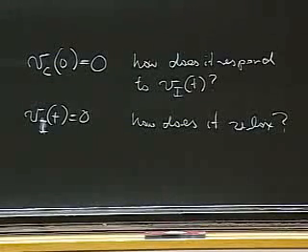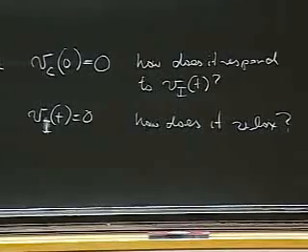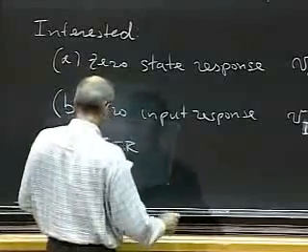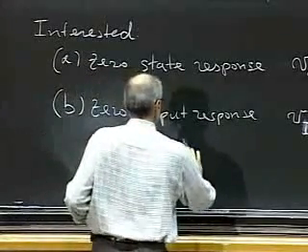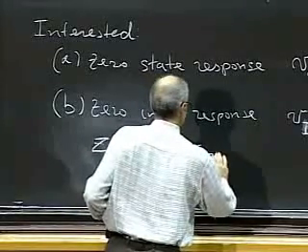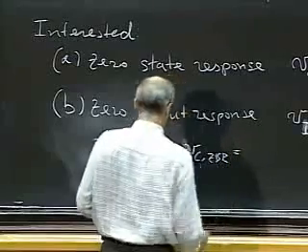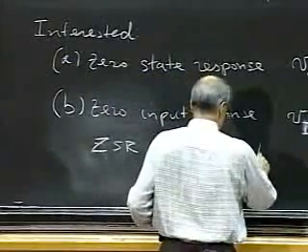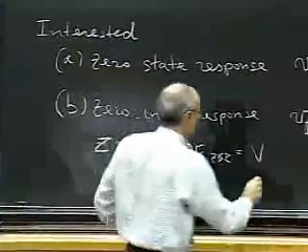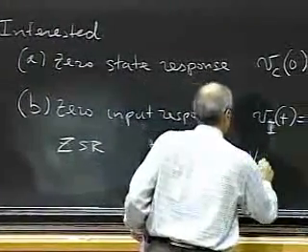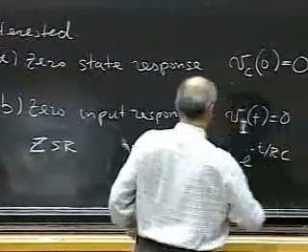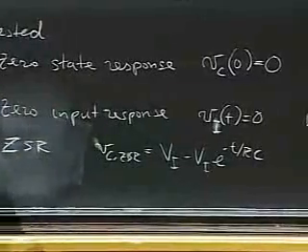Now the zero state response, the so-called ZSR for our case, which I will write like this, V sub C ZSR, is simply a rising exponential. We start from 0, okay, and we go to Vi. So it's Vi minus Vi e to the minus t over RC. Okay, so that's the ZSR.